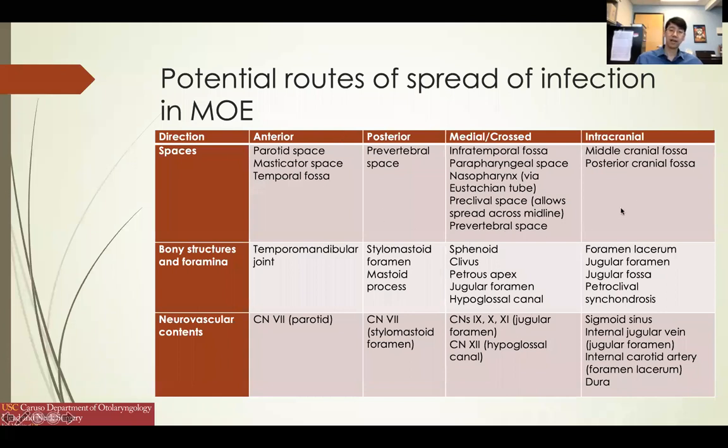So this is a busy slide, but it's just to point out the possible spaces of spread of MOE. So you have connection to the parotid space and masseteric space, temporal fossa, connection to the infratemporal fossa, parapharyngeal space, nasopharynx, preclival space, the prevertebral space, and also intracranial to the middle and posterior cranial fossa. The rest of the contents of those spaces I'm not going to go through.